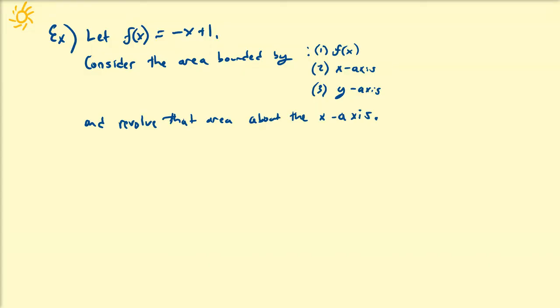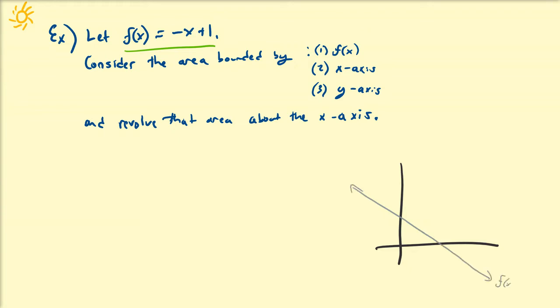Hello there. In this video we're going to introduce an application of integrals. This is sometimes referred to as solids of revolution. Let us begin by considering a function, and let us assume f of x is equal to negative x plus 1. We know what that curve should look like. That is just a line that has a negative slope, goes downward, and has a y-intercept of 1.